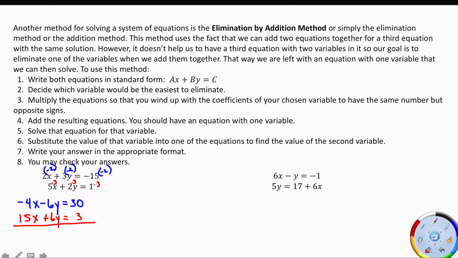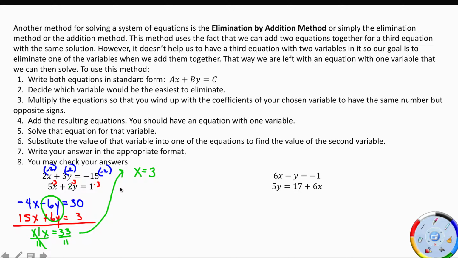And adding them together, I see my y's get eliminated. And I have 11x equals 33, or x equals 3. Now don't forget, I need an x and a y, but now I can plug into either of these equations and get my y value. I'm going to do it here where my numbers are smaller.